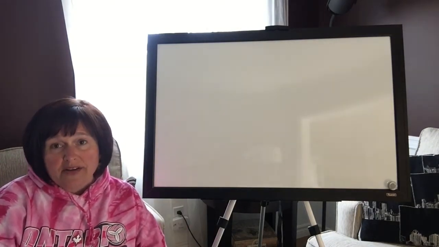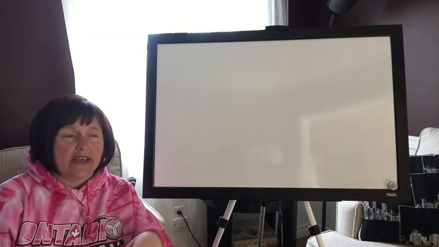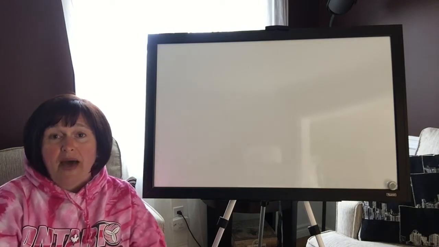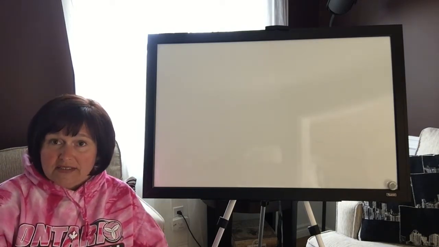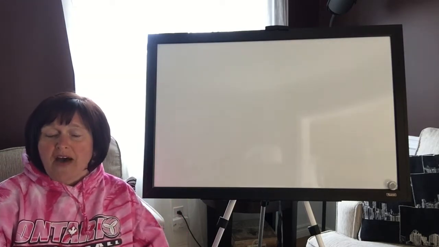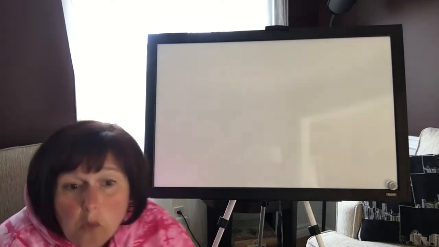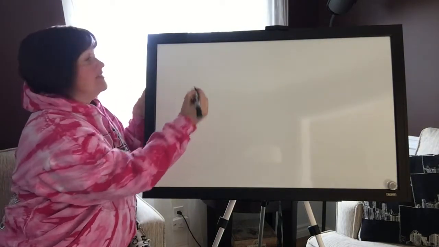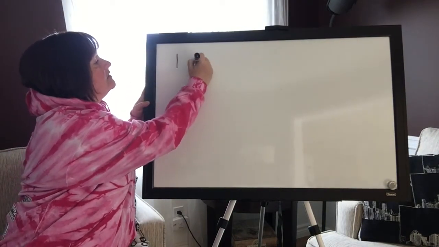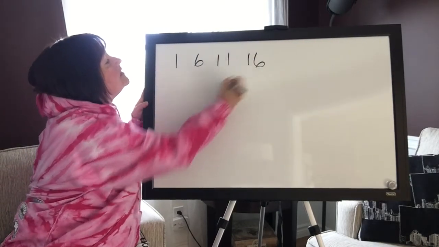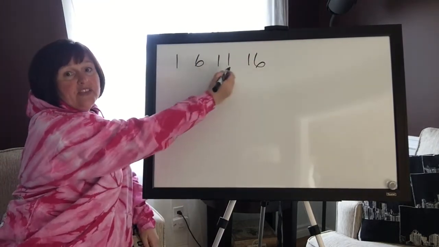A recursive pattern is a pattern that has a pattern rule like start at 1, add 5 each time. And it's a pattern rule that expresses the relationship between each term value. So if it was start at 1 and add 5 each time, your pattern would look something like this. Start at 1, add 5 each time.